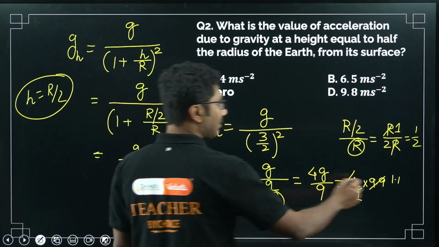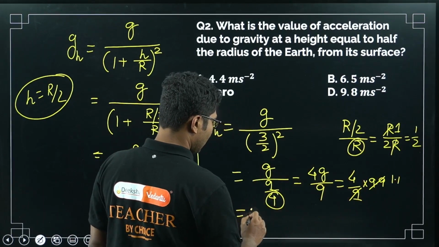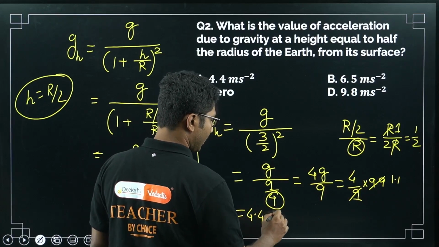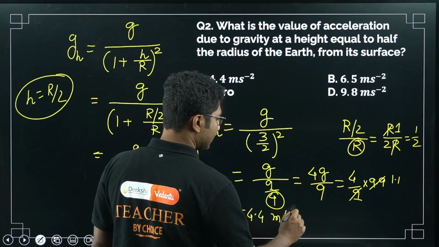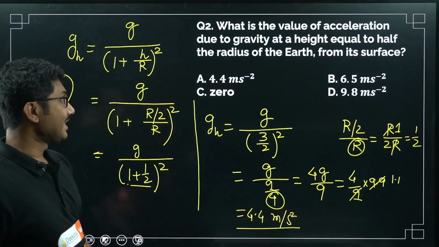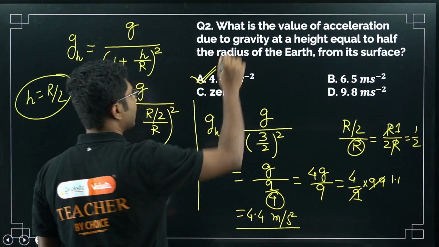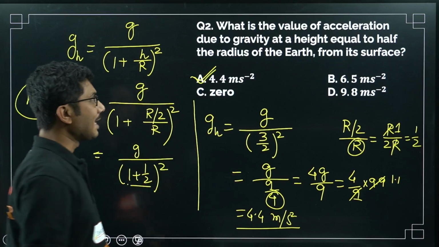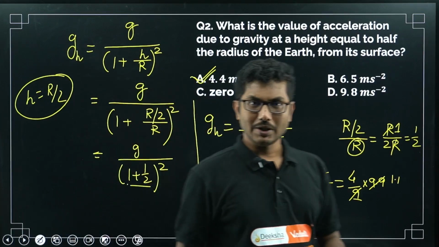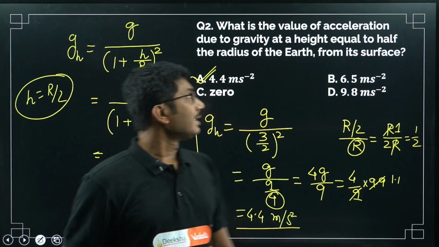So now if you multiply, it will be 4.4 meter per second square. That is the unit of the gravitational acceleration. So from the given options, obviously the correct answer is option A, directly matching. Okay, this is the approximate value, right? Now let's move on to the next question.